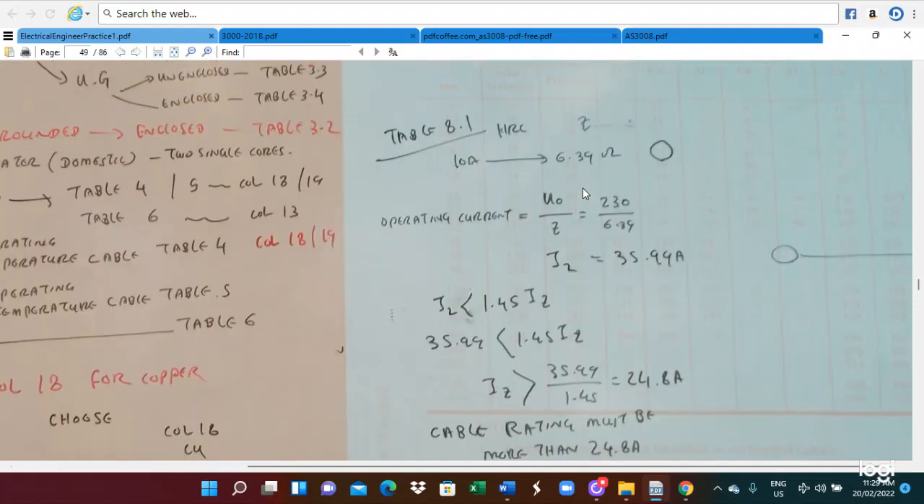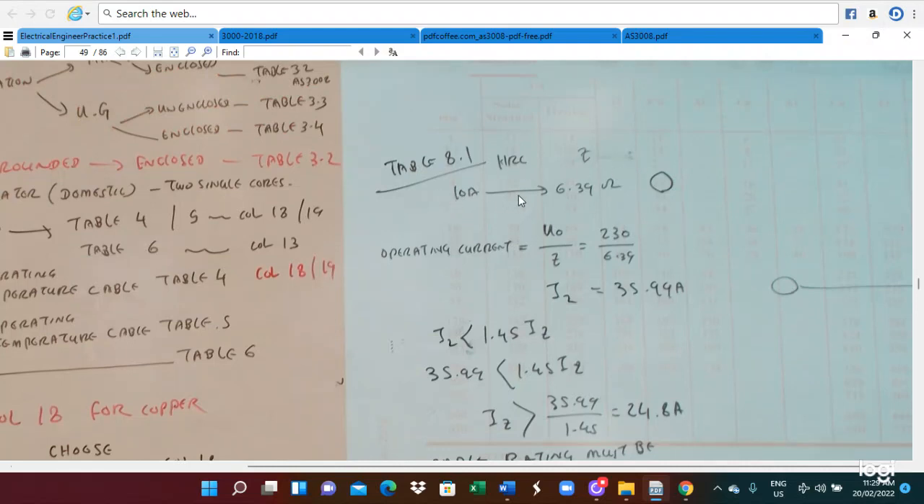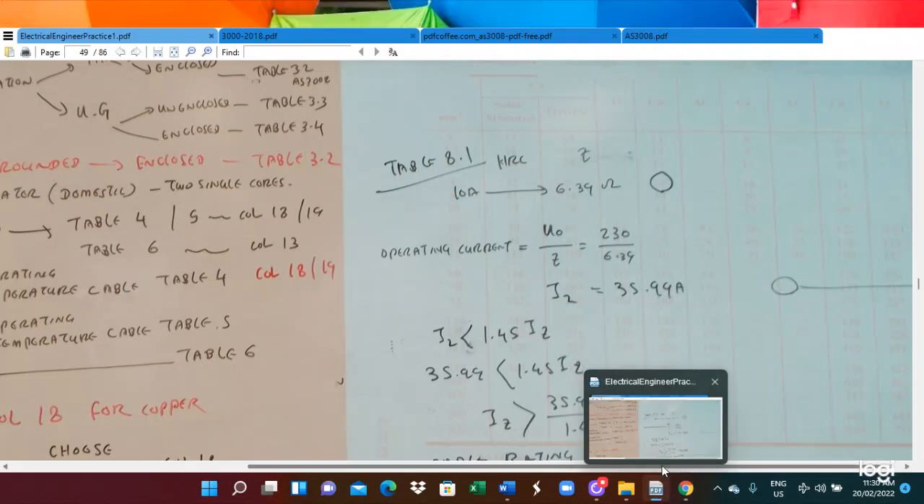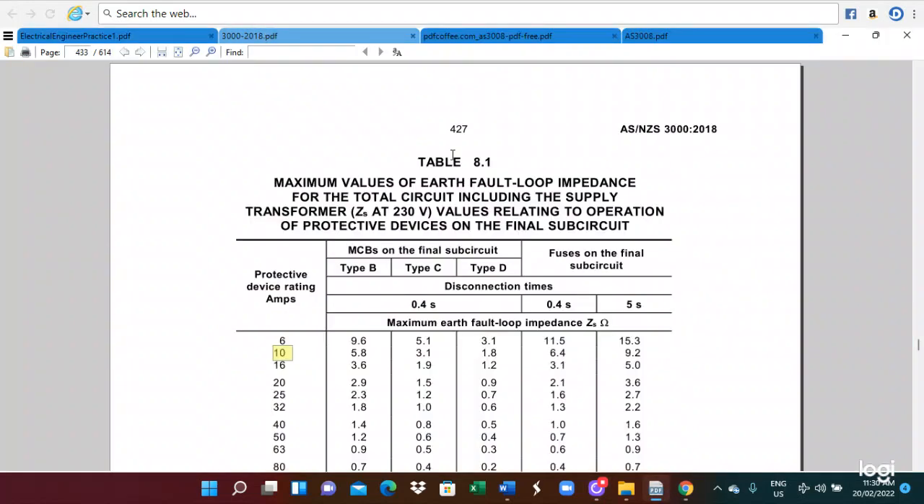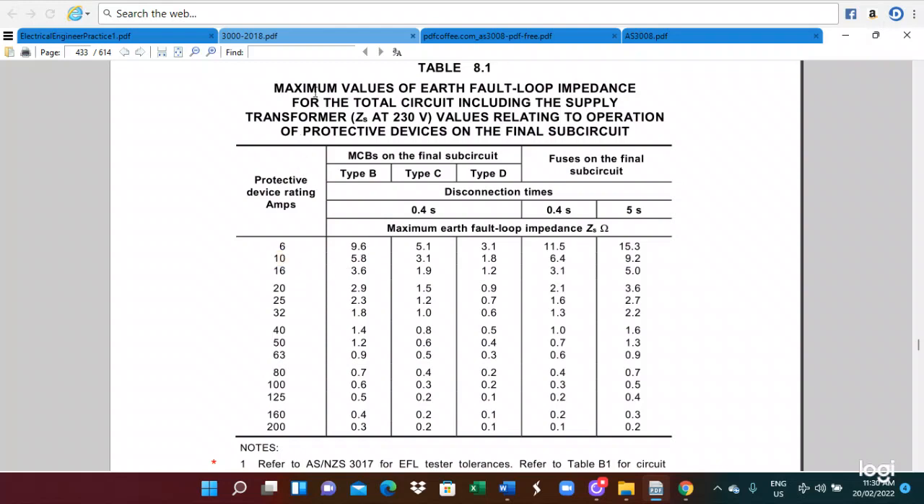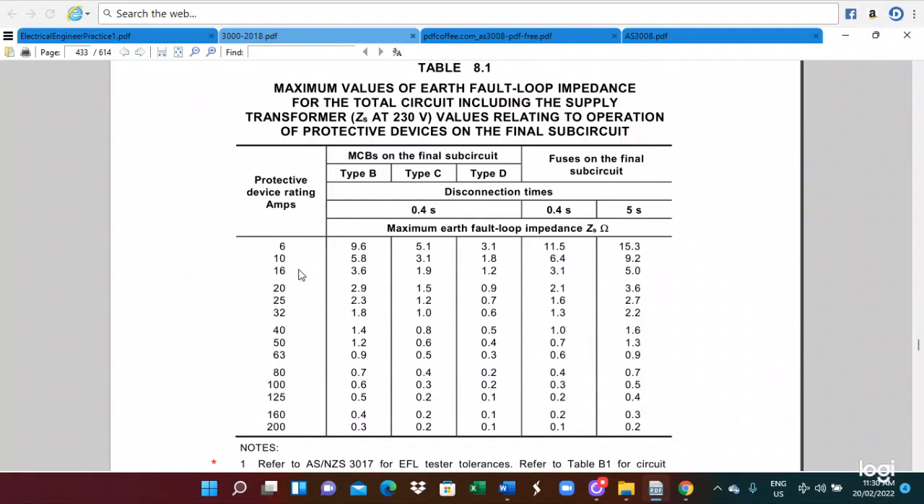In this case, how do we determine the operating current as well? To determine the operating current, we use an HRC fuse from table 8.1, which is 6.390. So this is table 8.1 of the HRC fuse. The HRC fuse is 16 ampere. In this case, our impedance Z is 6.390, so here is the HRC fuse, 16 ampere.